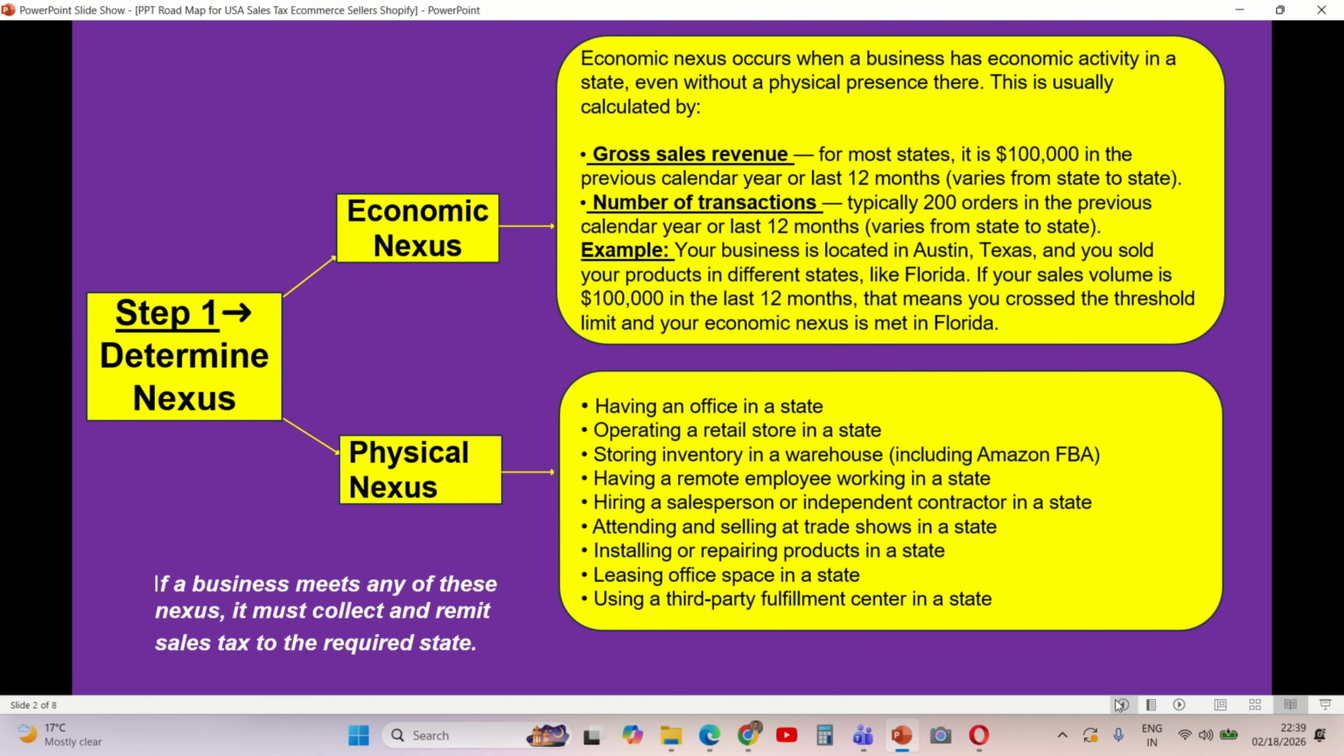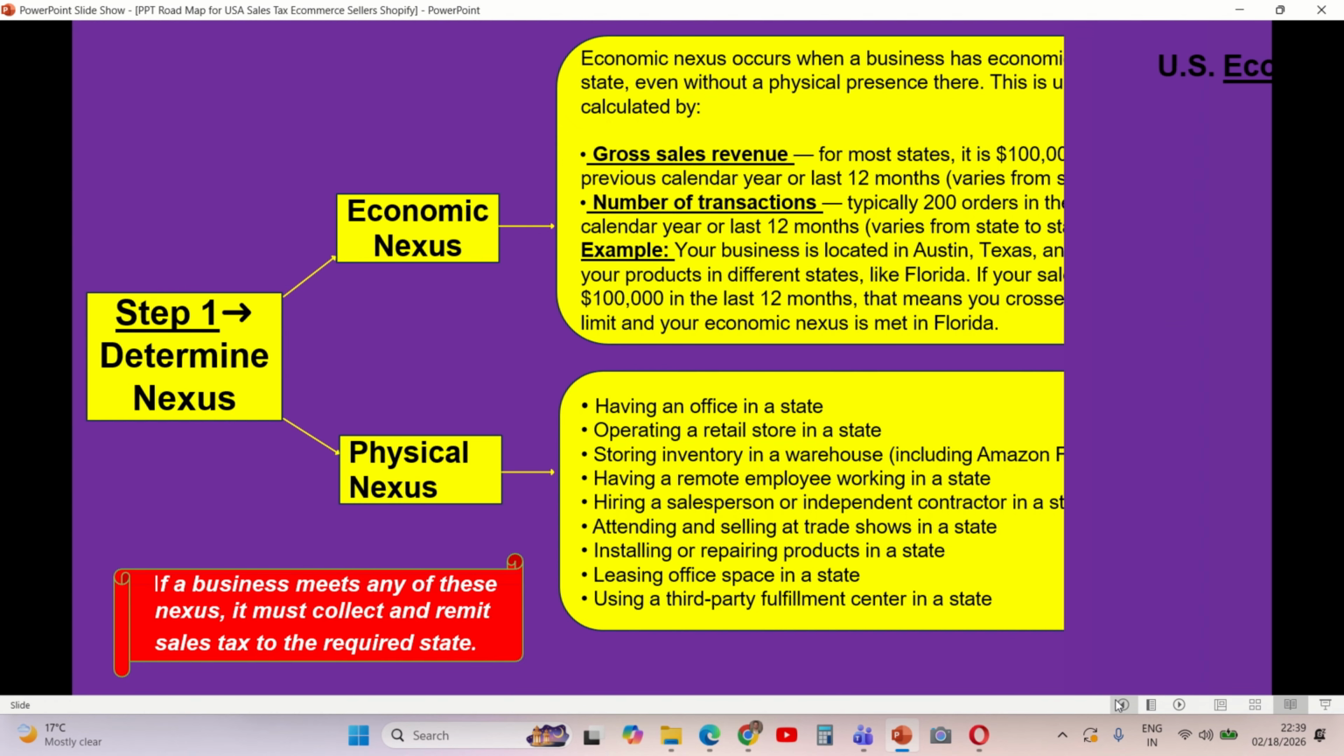Second is physical nexus. Physical nexus is different from economic nexus. Physical nexus means you have any physical activity in the state, like an office in the state, or a 3PL warehouse such as Amazon FBA, or a salesperson or employee. That means if you have any physical presence, you are also required to register for sales tax in that state. For example, if your economic nexus is not met in Florida, but your employee is in Florida, you are required to register for Florida sales tax.